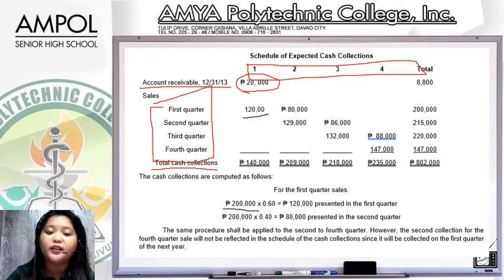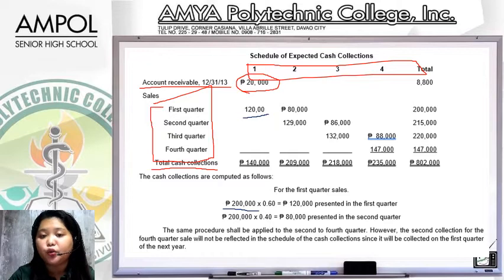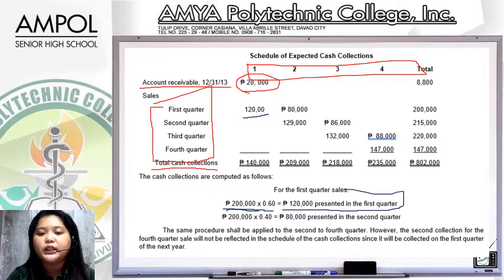So where did we get the 200,000? We get the 200,000 on the first slide that I have given to you, the total of the table for the first quarter. So that's why we have here the 200,000. So 200,000, we are going to multiply it by 60%. So yung first quarter natin, ang kaniyang total is 120,000. Kaya ito naging 120,000 dito.